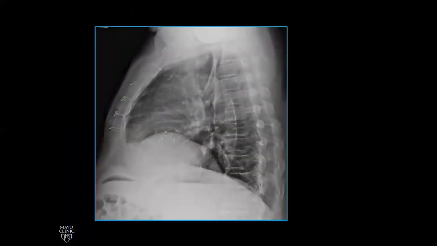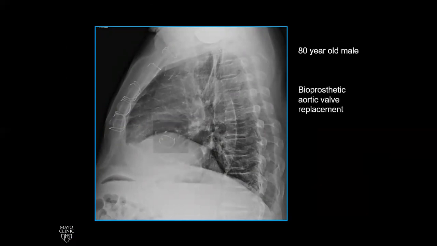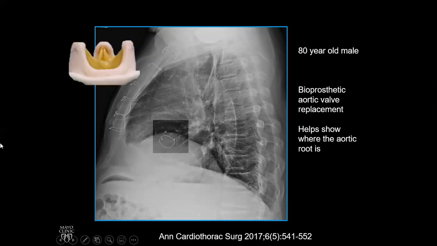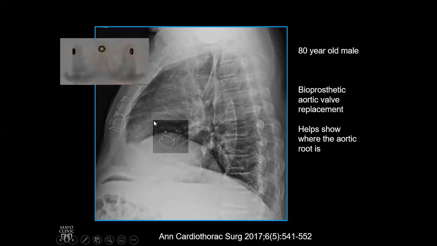Different patient, 80-year-old male, bioprosthetic aortic valve replacement. This is the aortic valve right there. This helps show where the aortic root is. It'll point us to the ascending aorta. This is what this bioprosthetic valve looks like in this patient. It's got these struts which hold the tissue, and these little markers which are there.